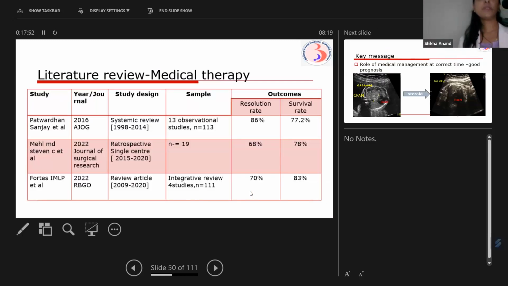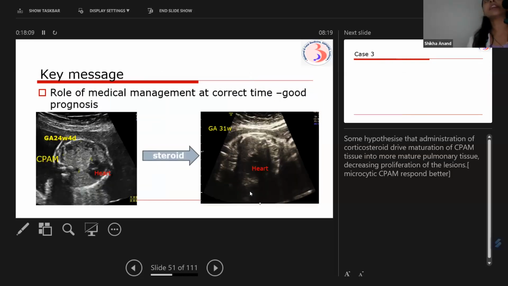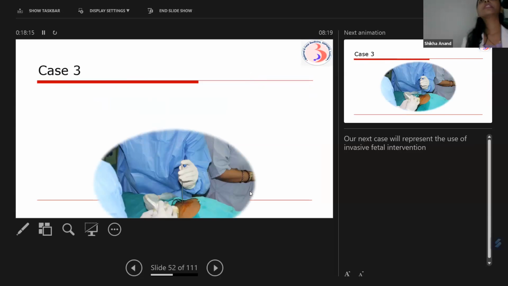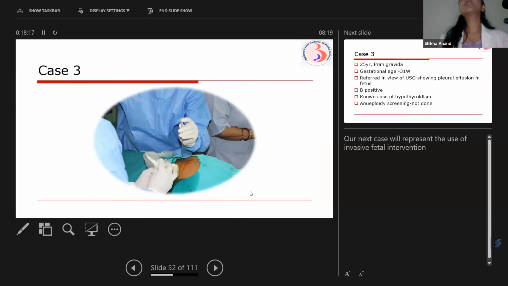The literature review of medical therapy has shown an excellent resolution rate ranging from 68 to 86% and a survival rate ranging from 77 to 83% for medical therapy in congenital pulmonary airway malformation. Therefore, medical management done at the correct time has a very good prognosis. After this, we will see the role of fetal intervention in cases of lung anomalies.